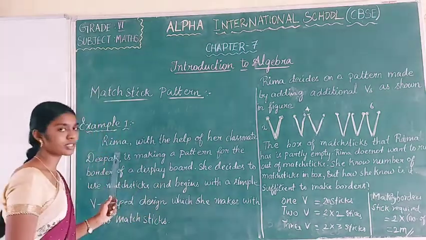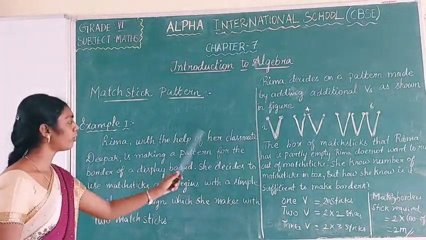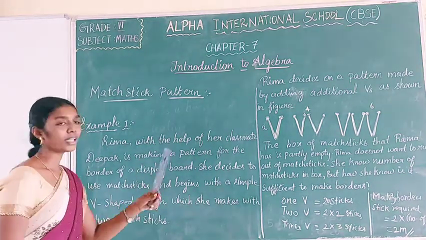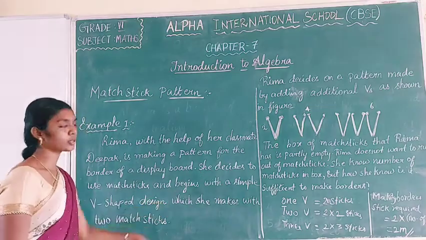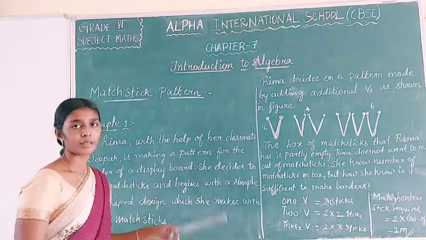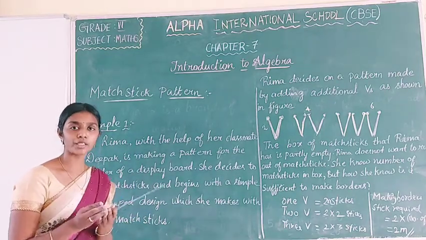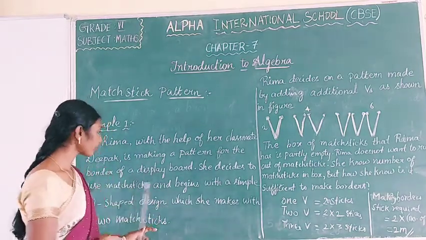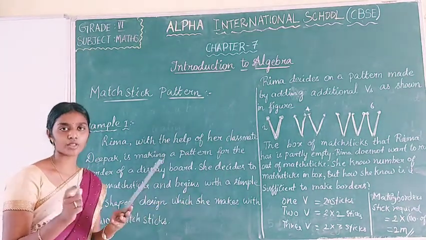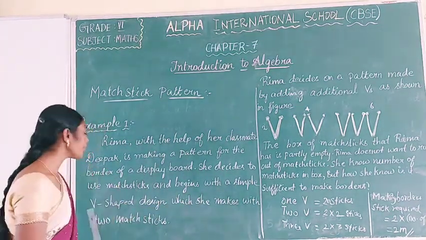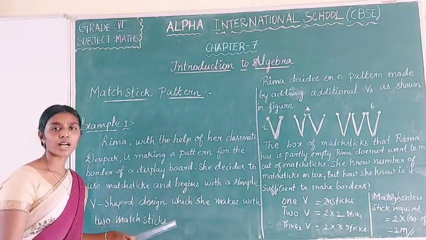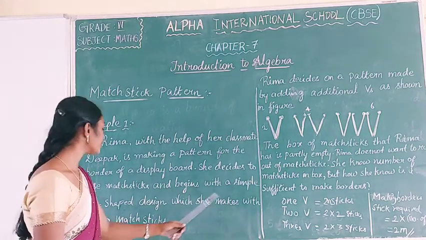Okay, students, first listen here. Reema, with the help of her classmate Deepak, are making the pattern for the border of a display board. To make the border for the display board, Reema decided to use matchsticks to make the pattern. In what shape is she starting her pattern? In V shape only. She started to design the pattern.